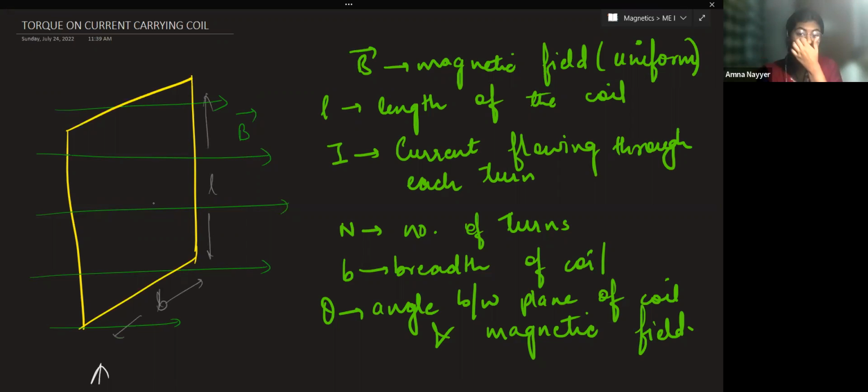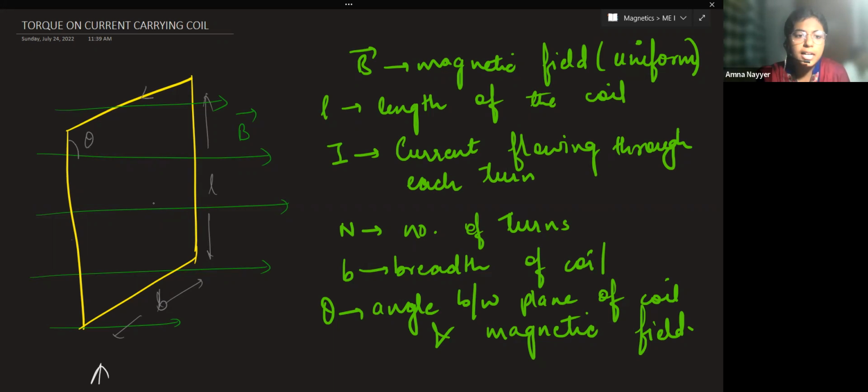Now the magnetic field line will also be making an angle with the plane. For example, this is your magnetic field and this is the coil. So coil and magnetic field will be making an angle that you will be able to notice here, this angle. So here also this angle will be made. Theta. Got it? So B is what? B is the magnetic field line, which is uniform magnetic field lines. L is the length of the conductor. B is the breadth of the coil.